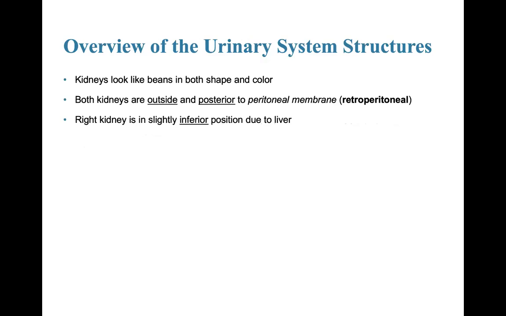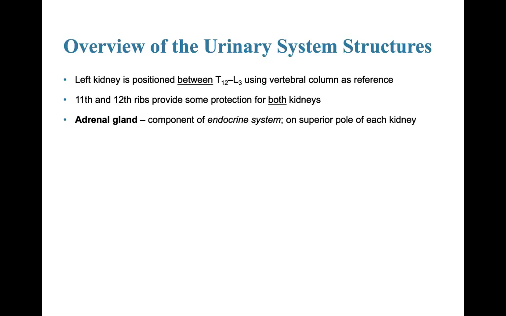The kidneys, structure-wise, look like beans in both shape and color, and that's sort of where the name kidney bean comes from. Both kidneys are outside and posterior to the peritoneal membrane, so these organs are referred to as retroperitoneal. And the right kidney is in a slightly inferior position due to the liver, which is on that right side of the body. The left kidney will be positioned between T12 and L3, if you're using the vertebral column as a reference.